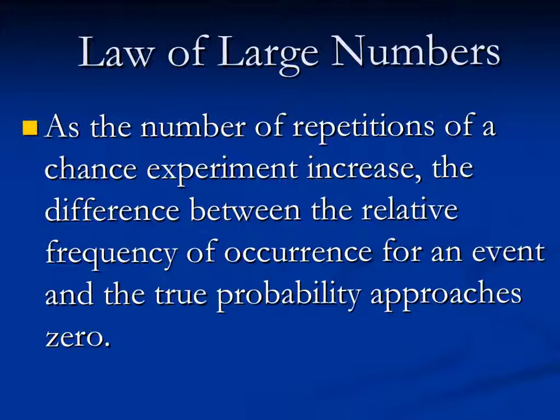Alright, next, the law of large numbers states that the more repetitions that I do of an experiment, so the more times I flip a coin, the closer the difference between the relative frequency of an occurrence for the event and the true probability approaches 0. So the true probability of flipping a coin and landing on heads is 1/2. But if I only did it 30 times, I didn't quite get 1/2. I got 17 out of 30. Well, if I did it multiple more times, I would get closer and closer and closer to the true probability of 1/2. And that's what the law of large numbers means.